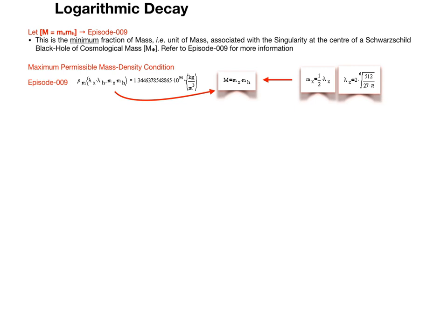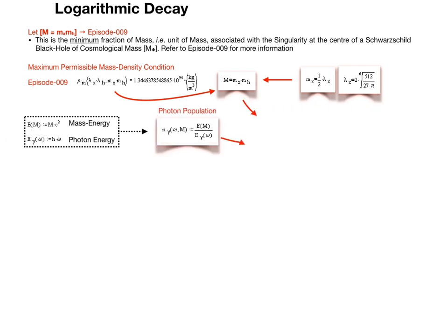This represents the minimum fraction of mass associated with the singularity at the center of a Schwarzschild black hole of cosmological mass, as appears in episode 10. In other words, this mass fraction denotes the minimum permissible mass of any Schwarzschild black hole. Notably, this is not an assumed value, this is the value calculated in episode 9. Please refer to episodes 9 and 10 for more information.